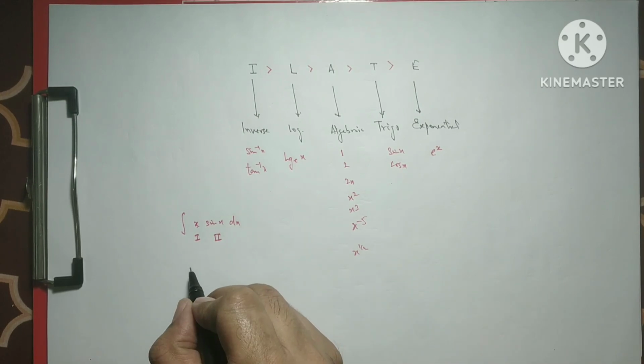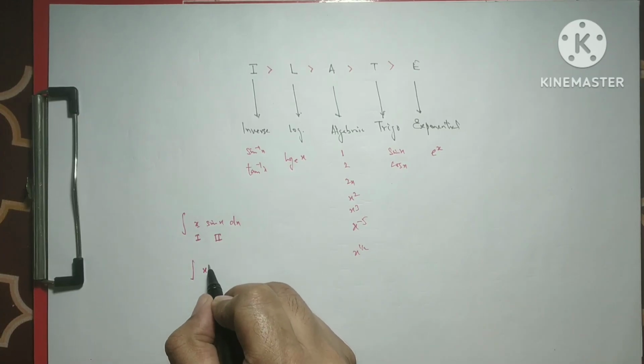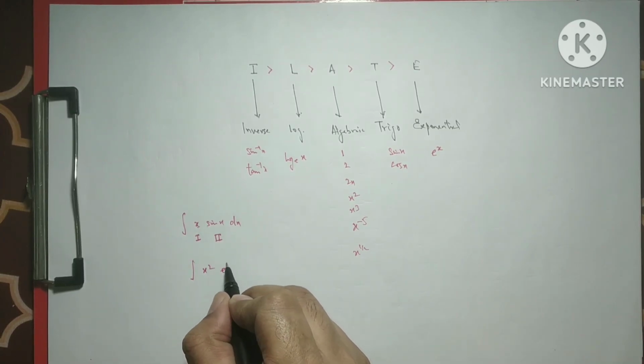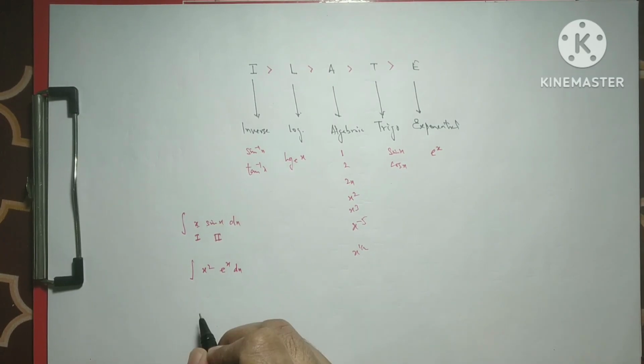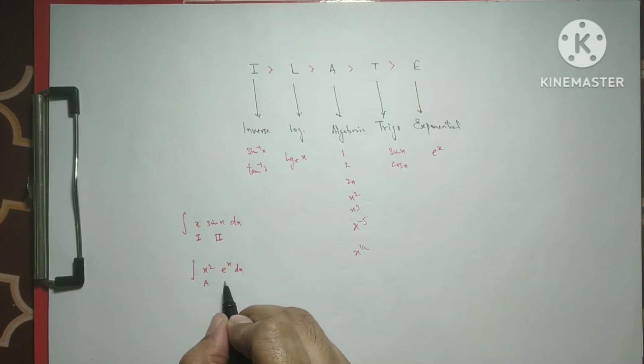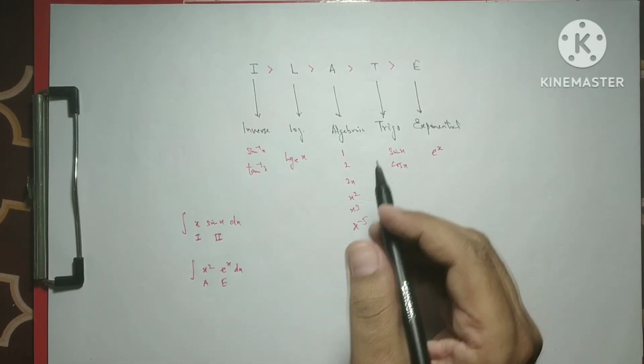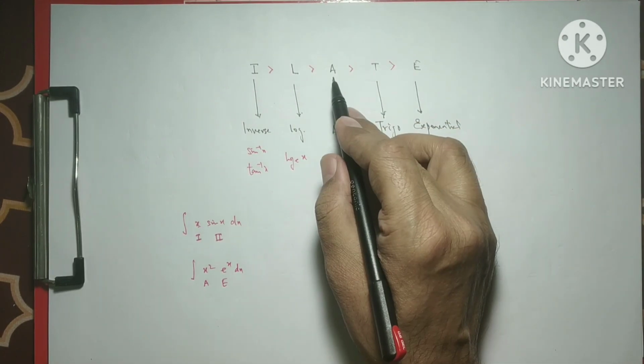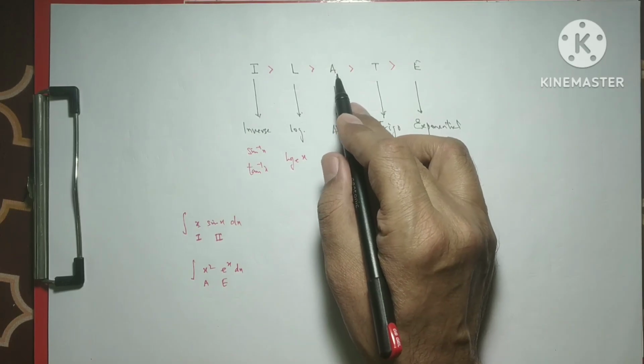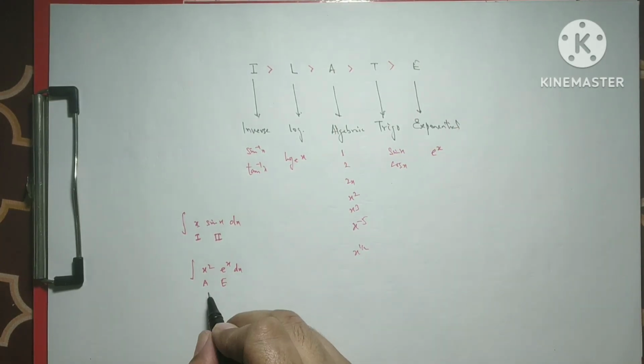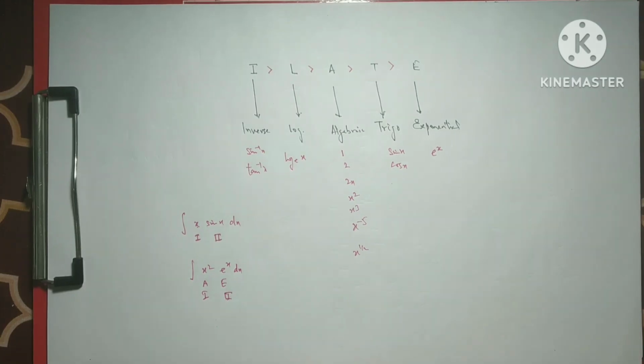Now if we take x square e to the power x, then x square is an algebraic function, and e to the power x is exponential. According to this order, A has priority over E, so x square will be the first function, and e to the power x will be the second function.